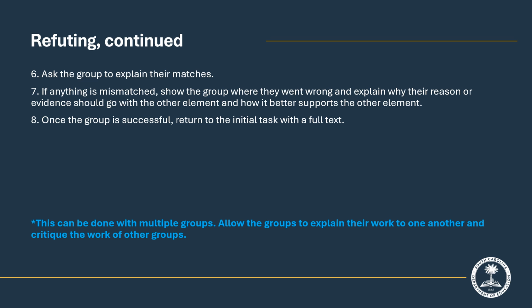Continued. Again, you can do this with multiple groups. Students will need the opportunity to discuss their work and rationales with other students and the teacher. Step 6, ask the group or groups to explain their matches. Step 7, if anything is mismatched, show the group where they went wrong and explain why their reason or evidence should go with the other element and how it better supports the other element. Once the group is successful, return to the initial task with a full text.